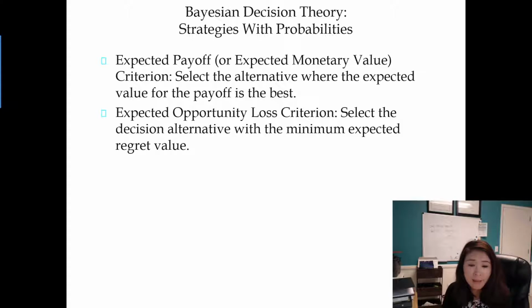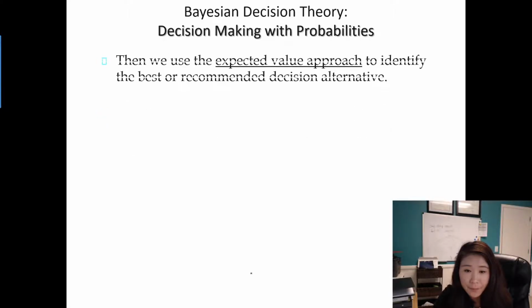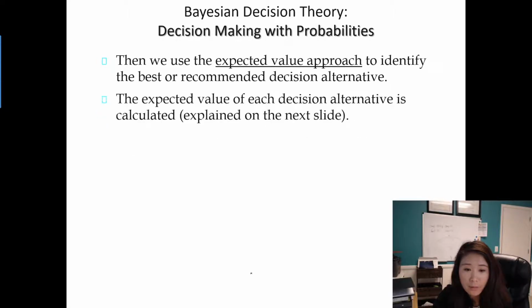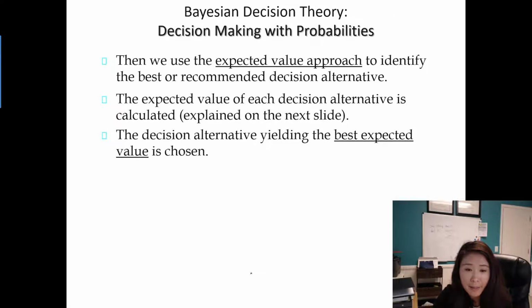So first, let's look at the expected payoff method. You will notice that it's not that complicated. Maybe you already use it in your daily life. So first, what do we mean by expected value? The expected value is used to identify the best or recommended decision alternative when you're considering the probability. The decision alternative that yields the best expected value is chosen. First, let's look at how we calculate the expected value for each decision alternative. If you have three options, you should have three expected values.